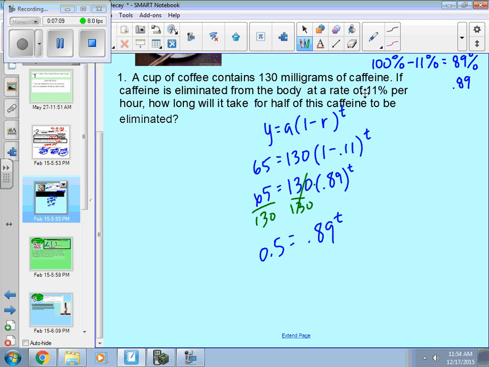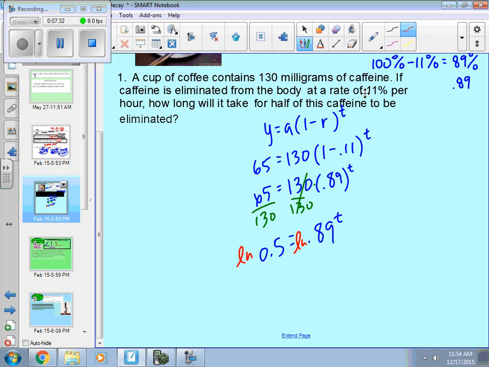Okay, now here's where we get stuck. We can't use any algebra tricks anymore to solve this one. So when you get stuck and you've got this exponent you can't solve for, this is where we know we've got logs. Logarithms will help us solve it. You can either use common log or natural log here. It doesn't matter. Either one will give you the same answer. I like to use natural log. You can use regular common log if you want.